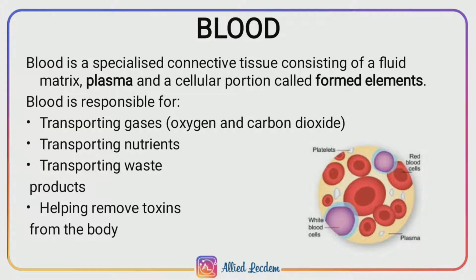Transport of nutrients: nutrients like glucose, amino acids, lipids and vitamins are absorbed from the GI tract and carried by the blood to different parts of the body for growth and production of energy. Regulation of water balance and acid base balance. Plasma proteins and hemoglobins act as a buffer and help in the regulation of acid base balance. Regulation of body temperature, transport of hormones and enzymes.